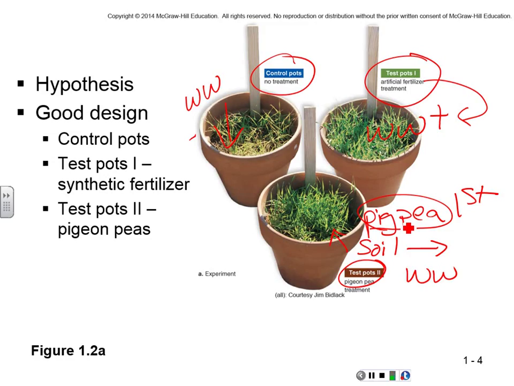So this would be a good design or setup of an experiment, and you have to have a control pot because how do you know what a normal yield is? How do you know what's a lot of winter wheat? How do you know what's not a lot? So this is a good design.